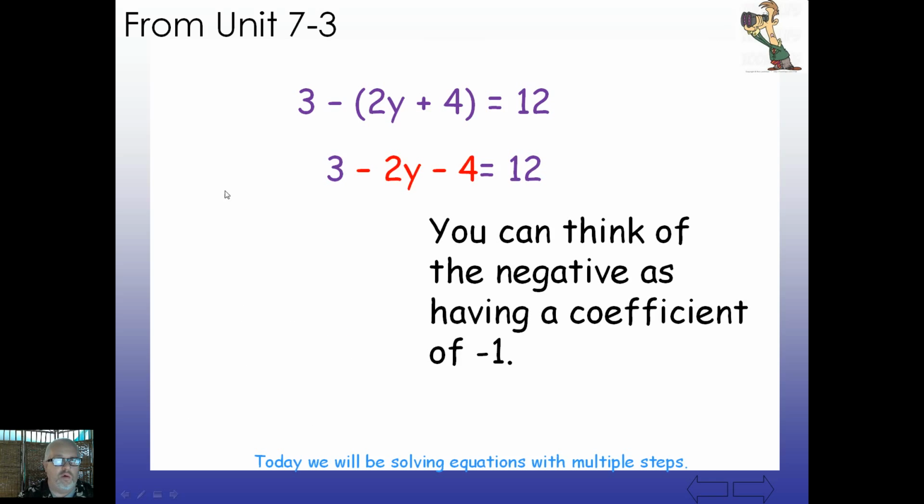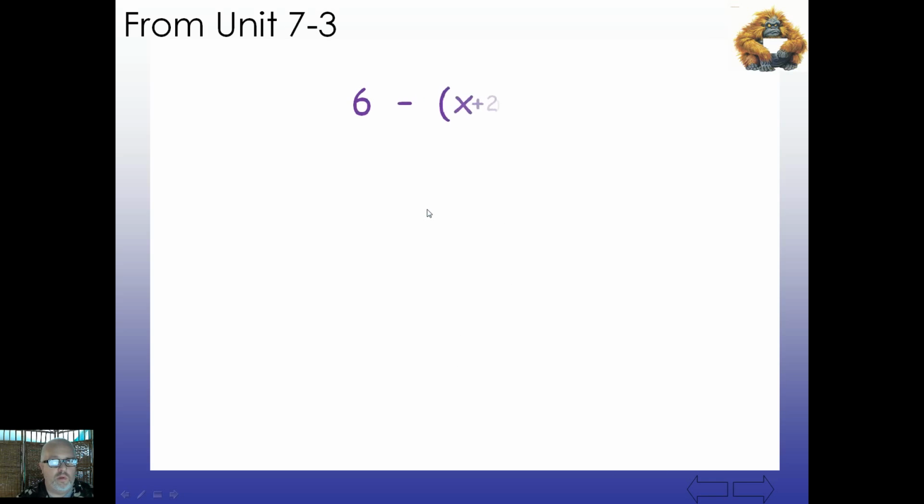And here we go. Remember, see how this positive 2y becomes this, and this becomes negative. Now let's combine like terms. Okay? All right then. Your turn here. Why don't you give this one a run and see what you got.